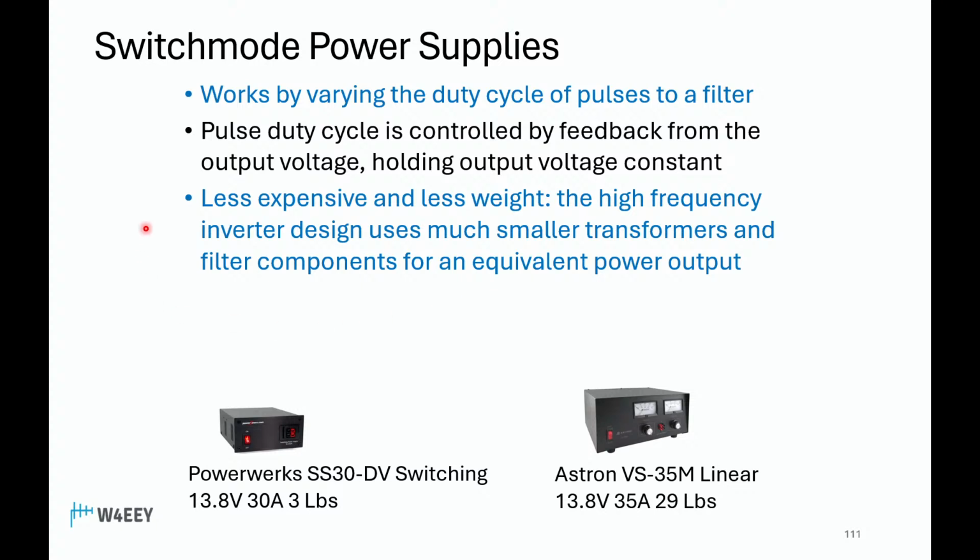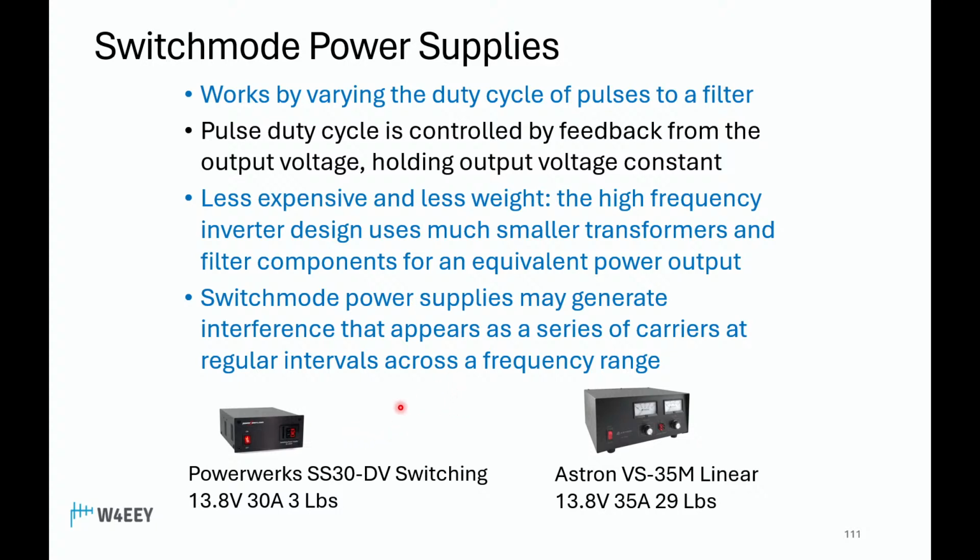Less expensive and less weight, again, switch mode power supplies. The high frequency inverter design uses much smaller transformers and filter components for an equivalent power output. This is running at 60 cycles AC, which requires much bigger transformers to be effective at that low AC frequency. These can be running at tens of kilohertz. So much smaller transformers and filter parts.